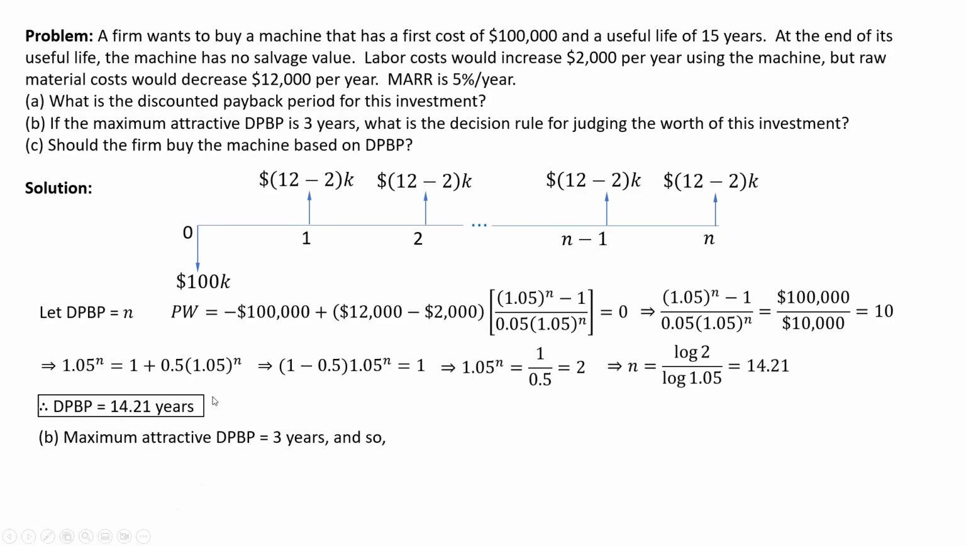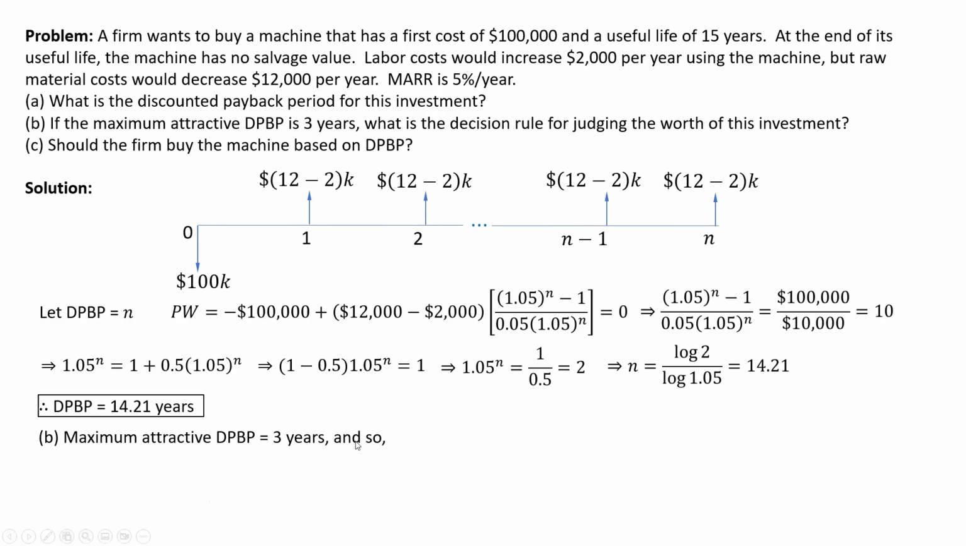But what is the second rule? The maximum attractive DPBP is 3 years, so what the management wants is we should start seeing benefits right after 3 years. The present worth should become positive in 3 years. If it takes more than 3 years, nah, we don't want it. If it's less than 3 years, yeah, awesome. Maximum it should take 3 years. That's the stance of the management, and that's reasonable.